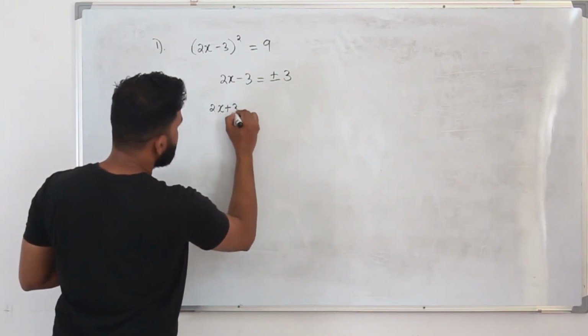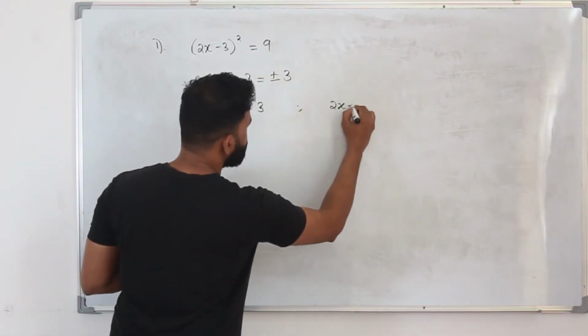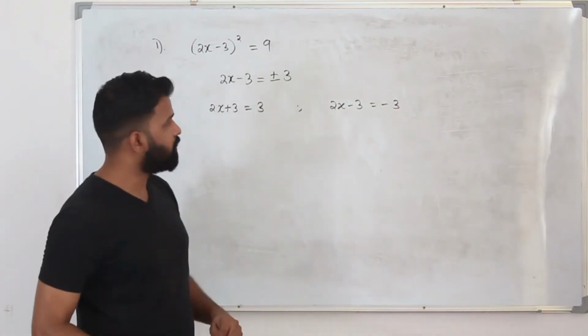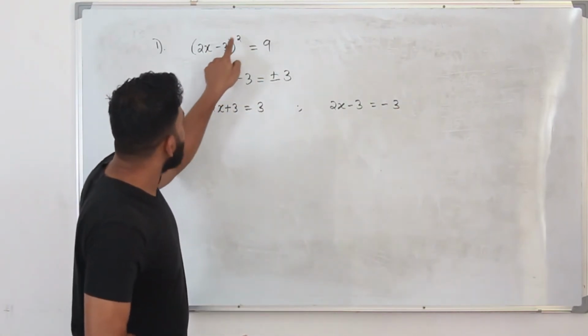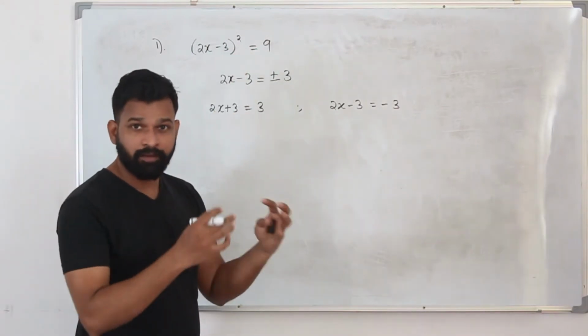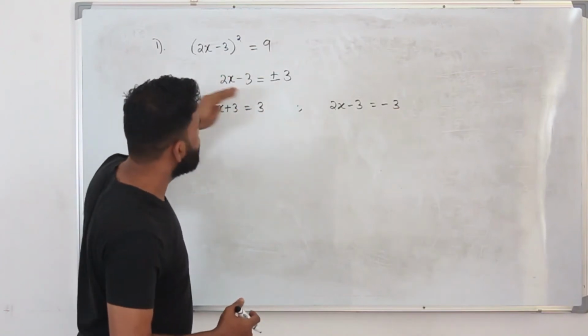2x minus 3 is positive 3. And take negative 3: 2x minus 3 is negative 3. And when you solve, you get two solutions. If you try to expand this and bring the 9 to this side and try to apply the product sum method, it's a long process. You don't want to do that. This will be the easiest one.